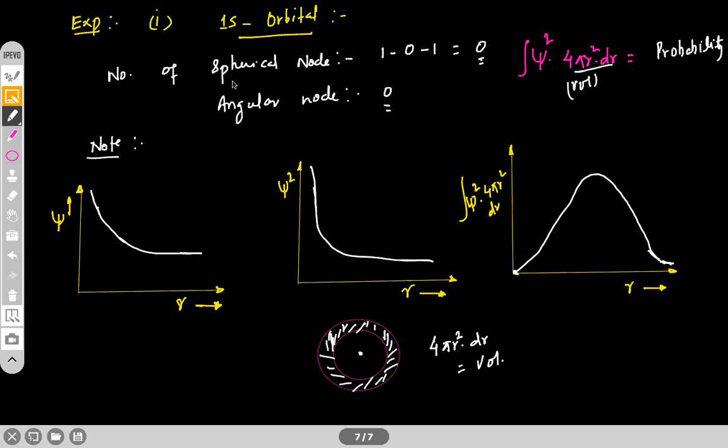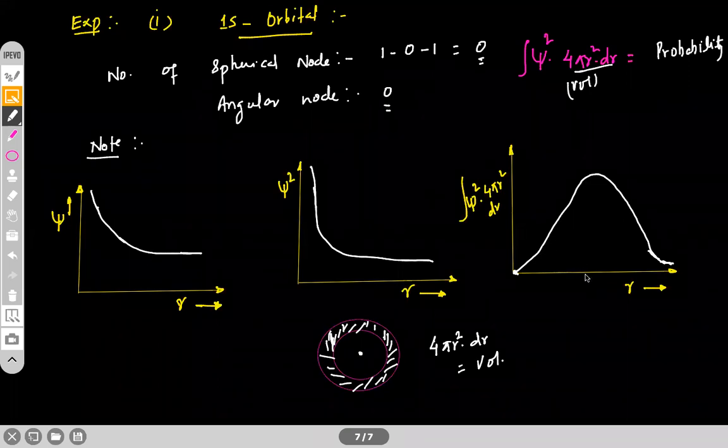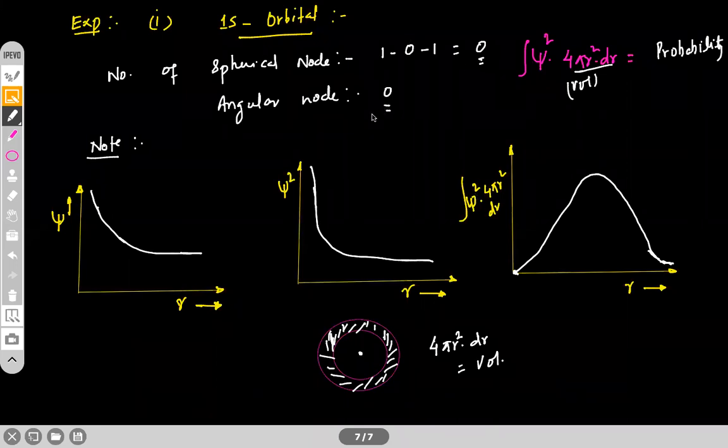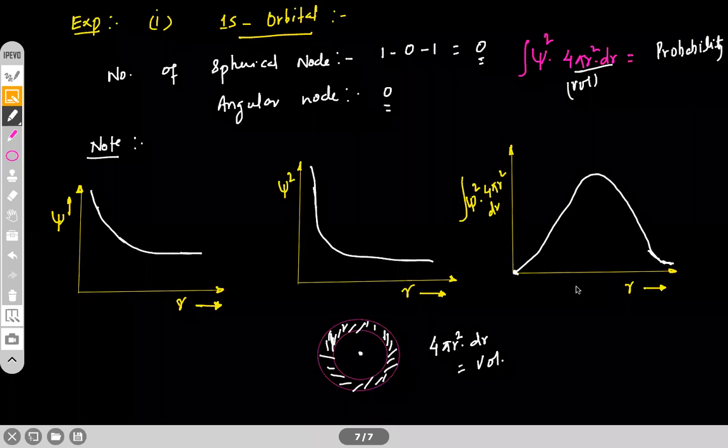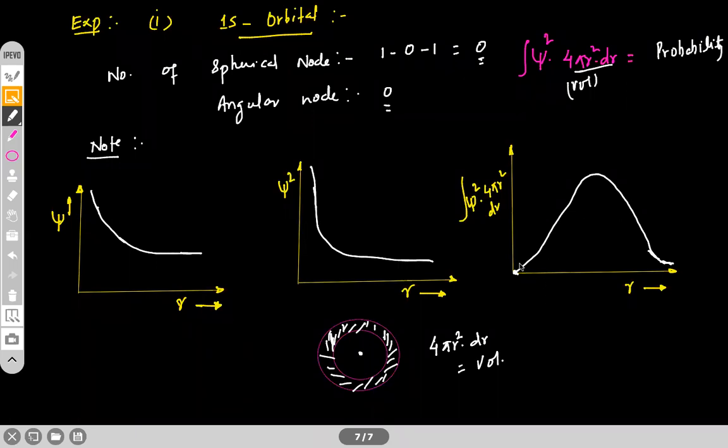Yes. So keep that in mind. This probability graph would touch the axis, and that point will be equal to the number of nodes here. Since we have no nodes, it means there is no surface where the probability of finding an electron is 0. That is why it will never touch the x-axis for 1s I'm talking about. Is it clear, guys?